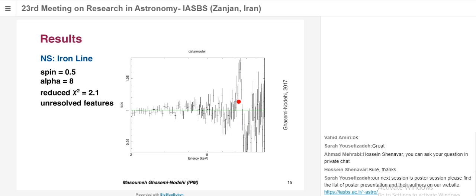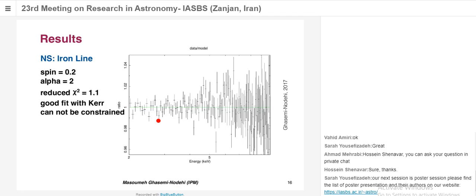But for this special case, we don't expect to put a constraint on it, because even though there are unresolved features here and the reduced chi-square is not good, there are systematic effects that may affect this, and we cannot constrain it. But for the case of spin 0.2, alpha 2, the reduced chi-square is good, there are no unresolved features, and we don't expect to put constraints on these parameters.